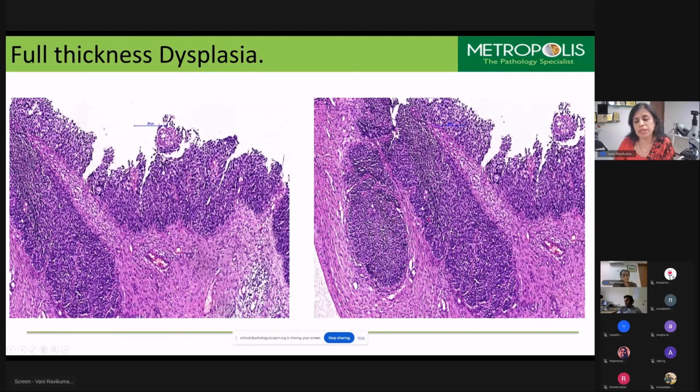For the first year PGs, I want to explain the term polarity. It means orderly maturation of the epithelium. Are you seeing the orderly maturation? No. It is all haphazard. It is all irregular. It is random. You can imagine fish: they will all be moving in the same direction. That is polarity. Here, that same direction is lost. So, loss of polarity is a very important feature for dysplasia.